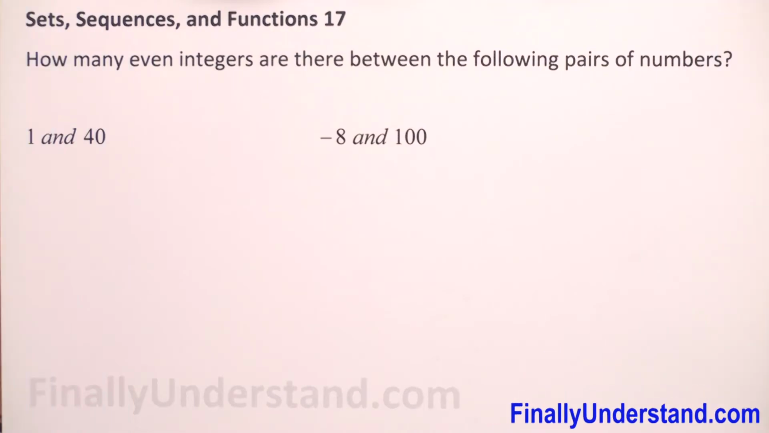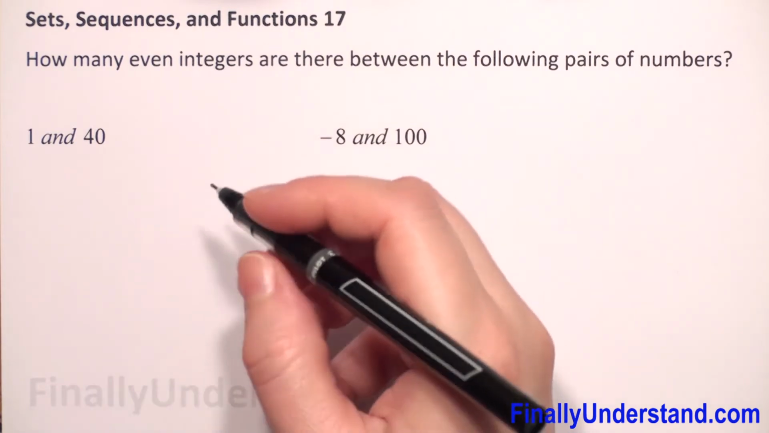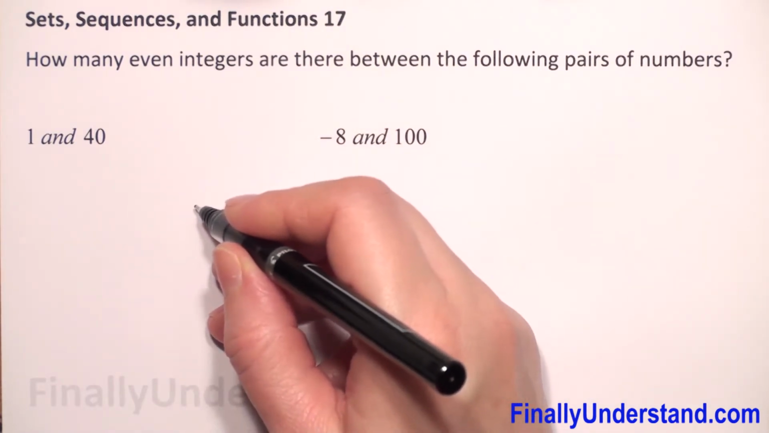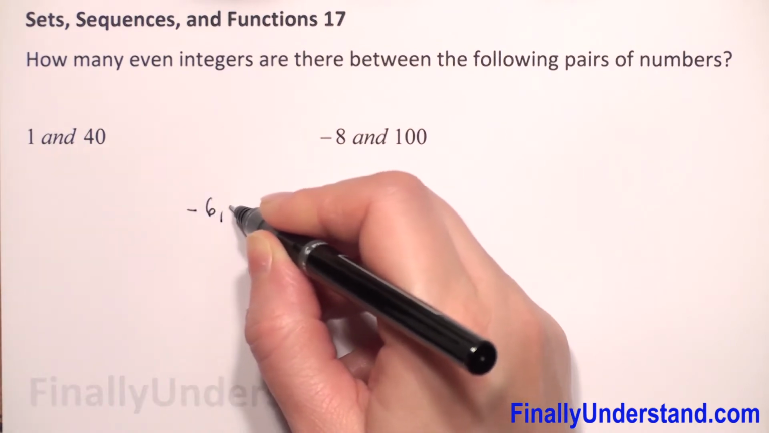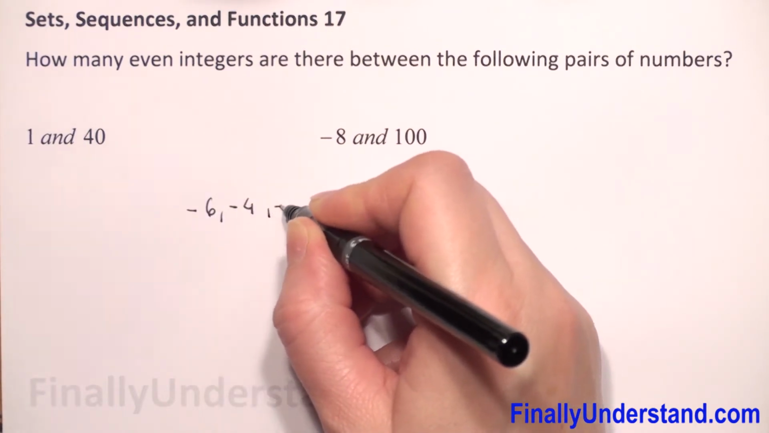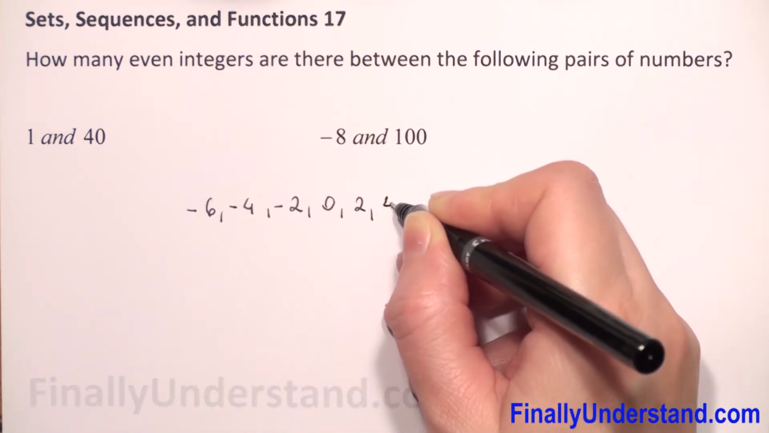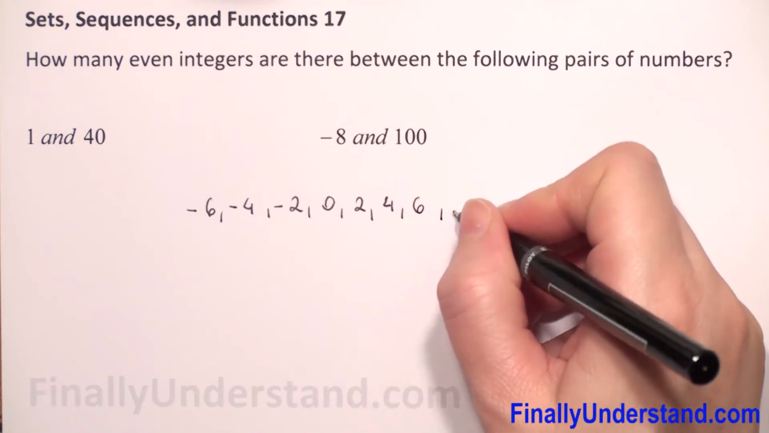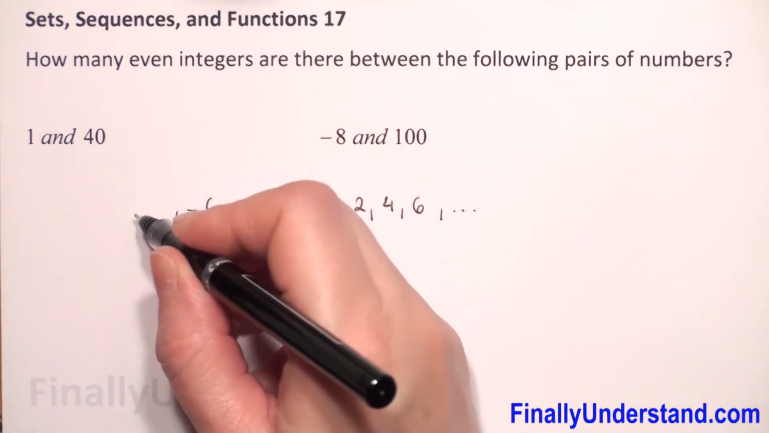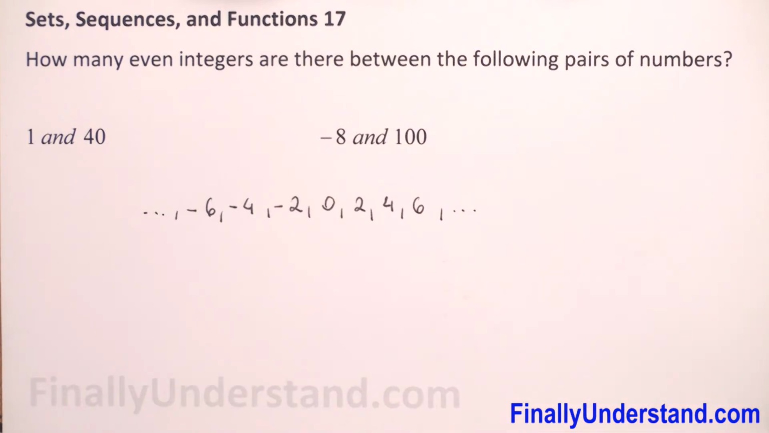We have to find how many even integers there are between the following pairs of numbers. First, we know that an integer is even if it's twice some integer. So it will be numbers like -6, -4, -2, 0, 2, 4, 6, going from -infinity to +infinity.